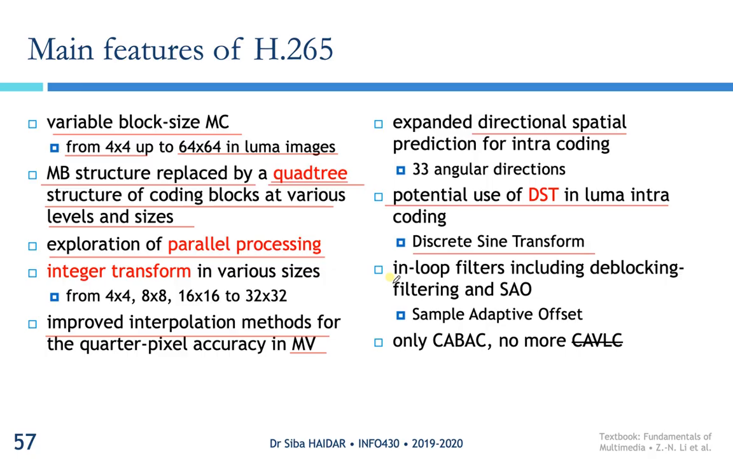We have also the in-loop filters, including the deblocking filter and sample adaptive offset, and you can use only CABAC and no more CAVLC. So you don't have variable length coding, you only have arithmetic coding.